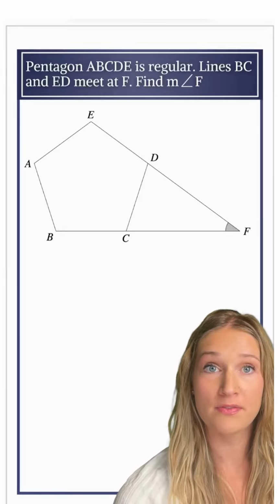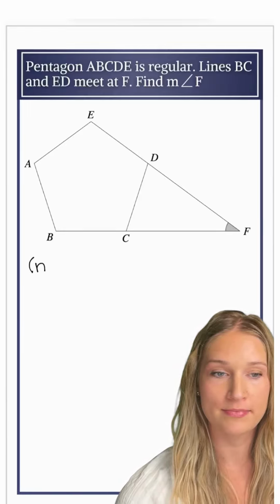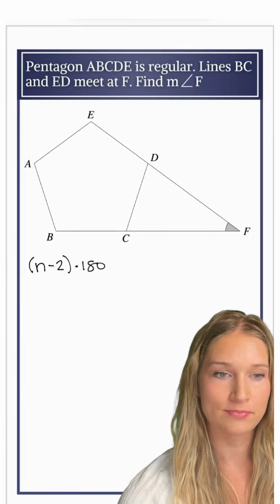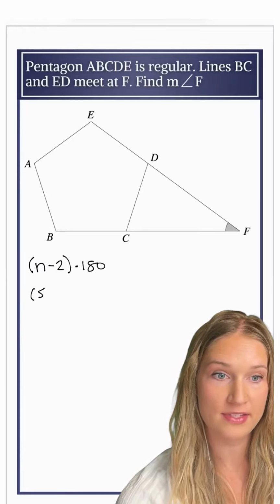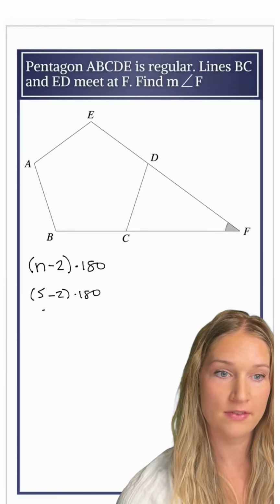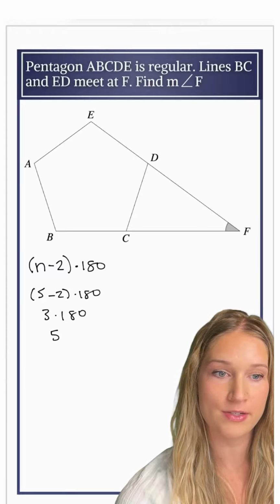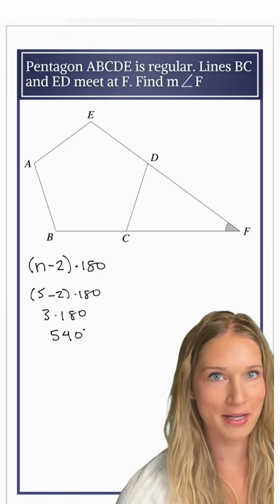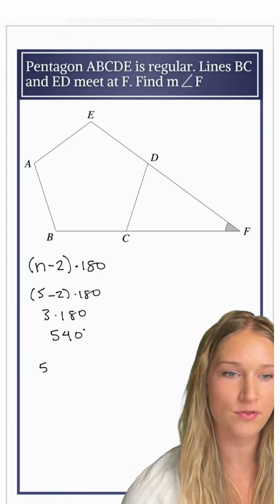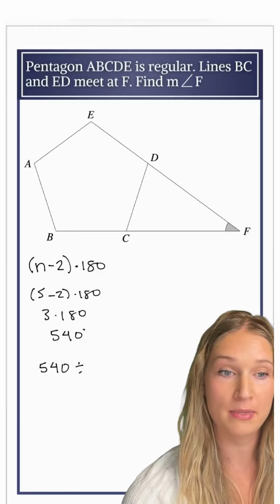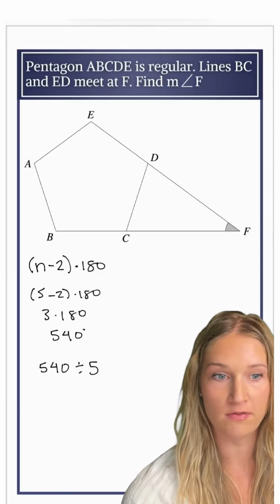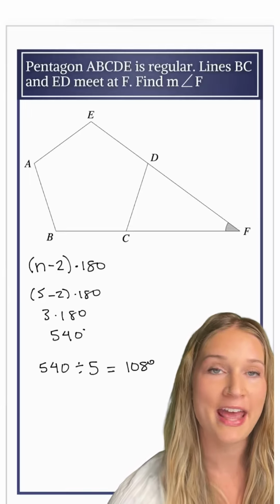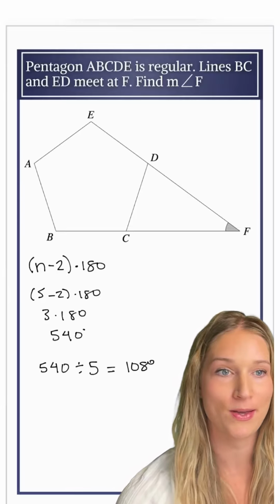I know that the sum of the interior angles is going to be the number of sides decreased by 2 times 180. Well, in this question, I have a pentagon, which has 5 sides. So solving this, I find that the sum of my interior angles is 540 degrees. Well, if I want just one of my interior angles, let me take this 540 degrees and divide it by how many angles there are, which in this shape there are 5, and that gives me a total of 108 degrees, which means that every interior angle in my pentagon is 108 degrees.